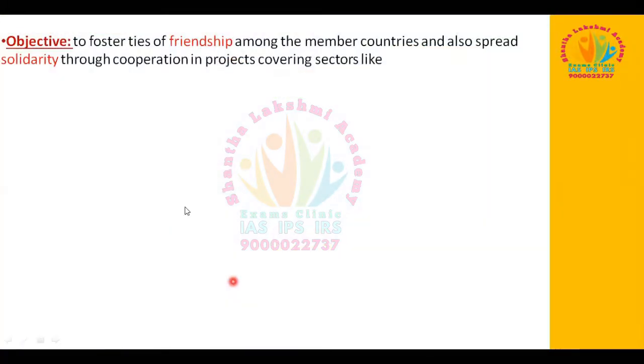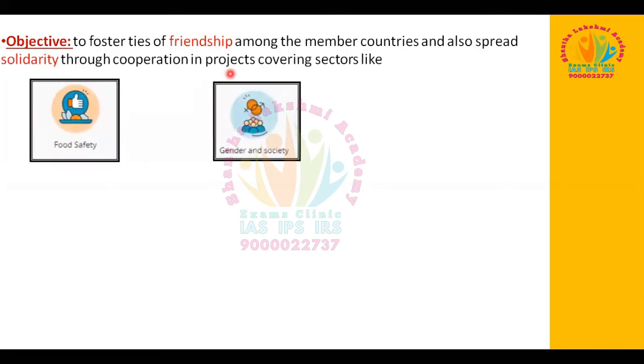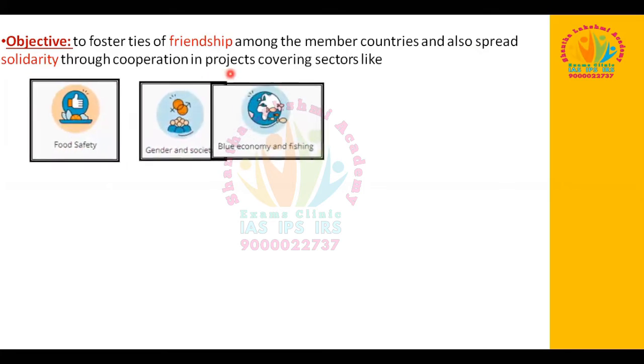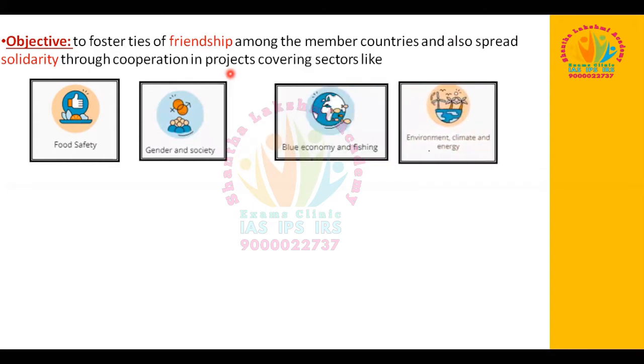Now coming to its objective, IOC wants to foster ties of friendship among the member countries and also spread solidarity, which means unity, through cooperation in projects covering sectors like food safety, gender and society, blue economy and fishing, environment, climate, and energy.